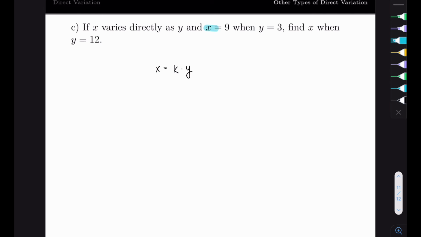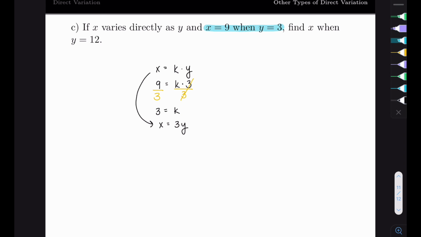We now know to use this particular point to find the value of K. X equals 9 when Y equals 3. So we plug those values in to get 9 is equal to K times 3. And then we divide by 3 to get K on its own, and 9 over 3 happens to be 3. So K is equal to 3. So plugging that back in, our X is equal to 3Y.